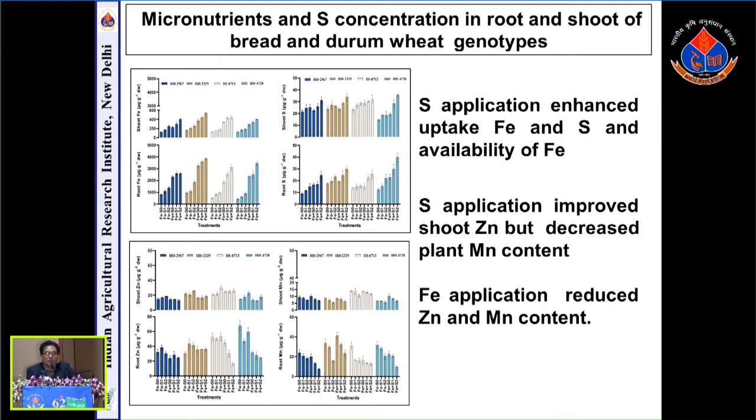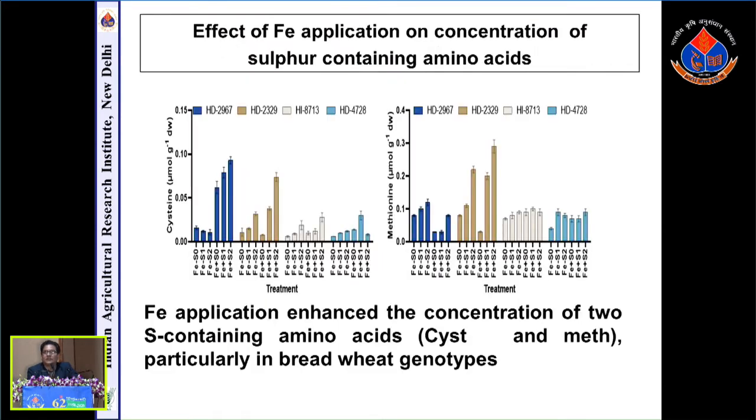This is the data on the micronutrient concentration in the roots and shoot, and it was found that sulfur application enhanced the uptake of iron and sulfur and availability of more iron, and also it improved the shoot zinc but decreased the plant manganese content. On the other hand, the iron application reduced the zinc and manganese content. Also the application of iron enhanced the concentration of the 2 important sulfur containing amino acids, that is cysteine and methionine, and it was found particularly in the bread wheat genotypes.